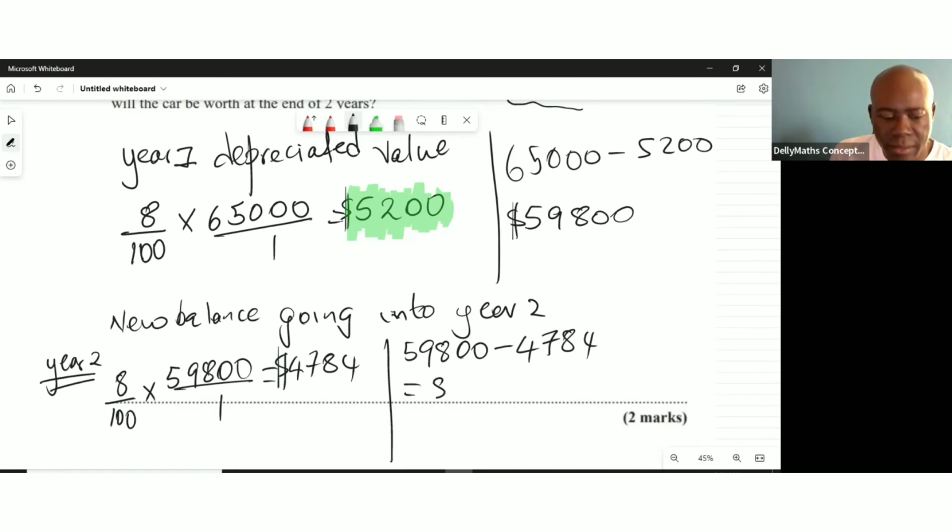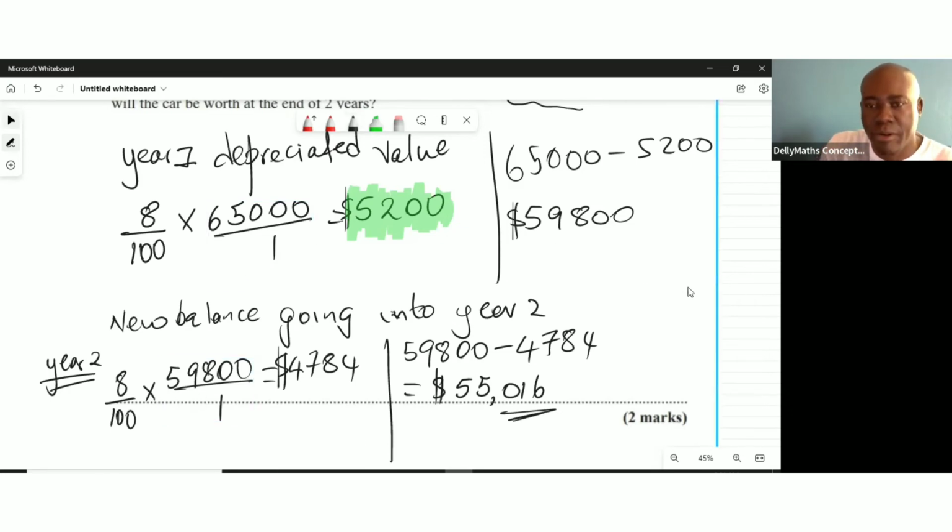After we do that, we end up with $55,016. So $55,016 is the amount that is left after 2 years being depreciated at 8% per annum.